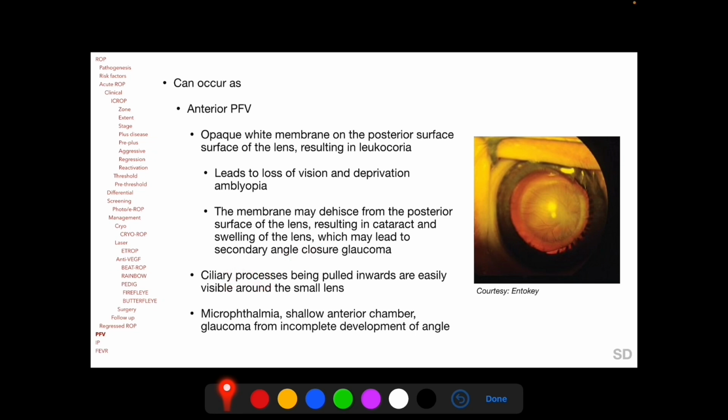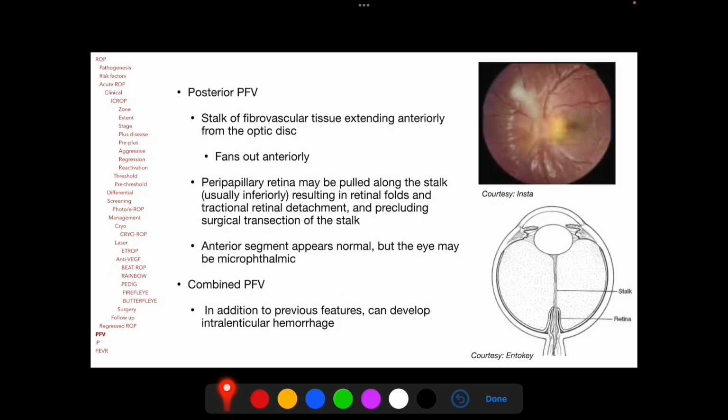Ciliary processes are characteristically pulled inwards in PFV, and so are easily visible around the small lens, as seen here in this clinical photograph. Microphthalmia, a shallow anterior chamber, and glaucoma from incomplete development of the angle may also be present in these eyes. In posterior PFV, there is a stalk of fibrovascular tissue extending anteriorly from the optic disc, and this fibrovascular tissue fans out anteriorly.